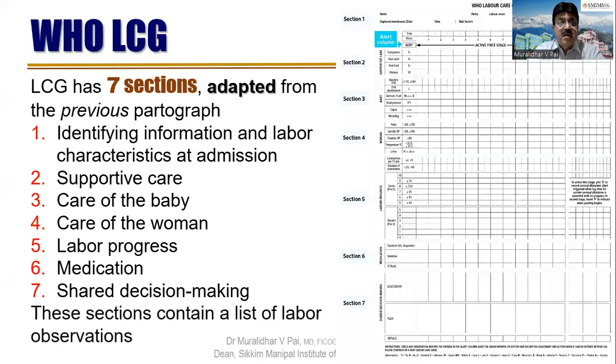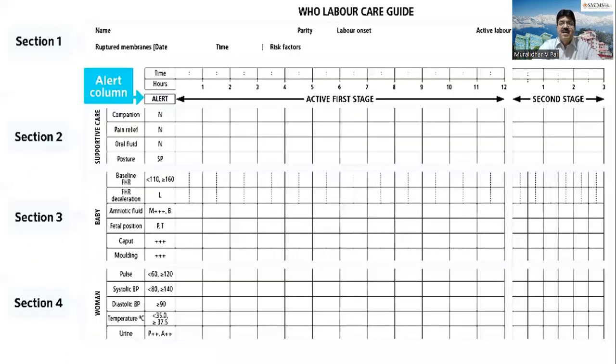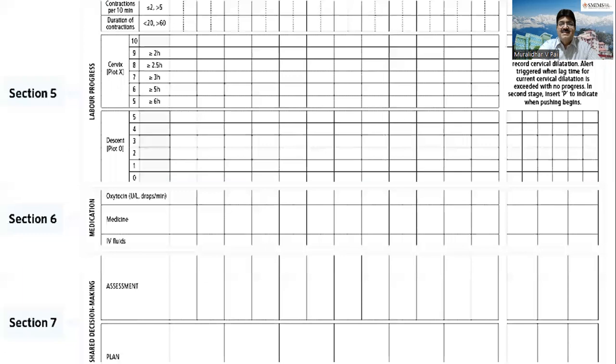So these sections contain a list of labor observations. So what are these observations? I'm going to teach you shortly. Let us have a closer look at this labor care guide. In this particular slide, you are looking at sections 1 to 4. Don't worry, I'm going to elaborate each one of them part by part. I'm going to zoom in on each section, each column, each row. And sections 5 to 7 are seen in this particular slide.